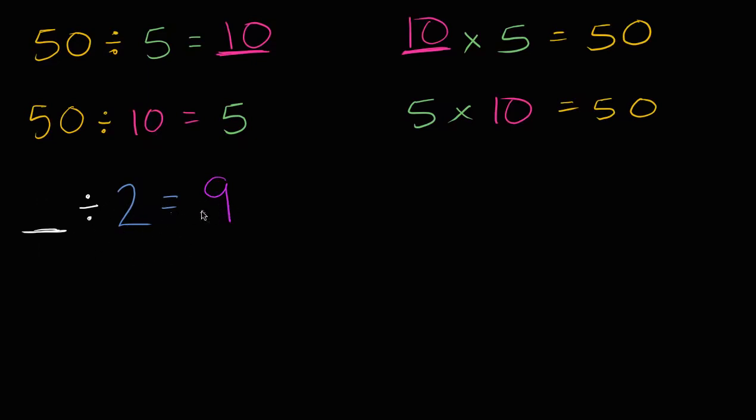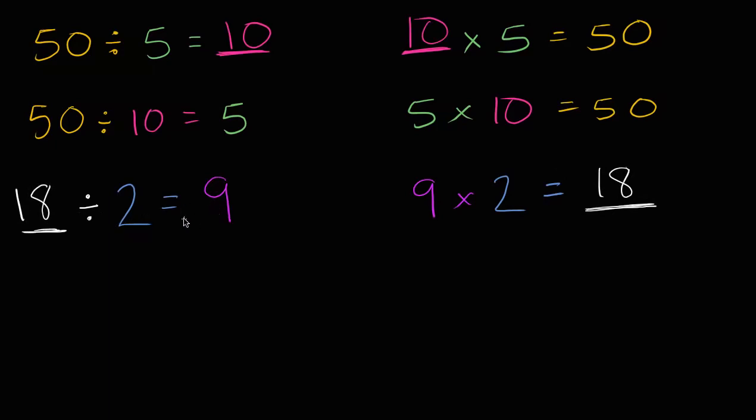Well, one way to think about it, if we just follow here, if you said 50 divided by 5 is 10, you could say 10 times 5 is 50. So right over here we could say 9 times 2 must be equal to our blank. Well, we know what 9 times 2 is. That is 18. So this must be 18. 18 divided by 2 is 9.